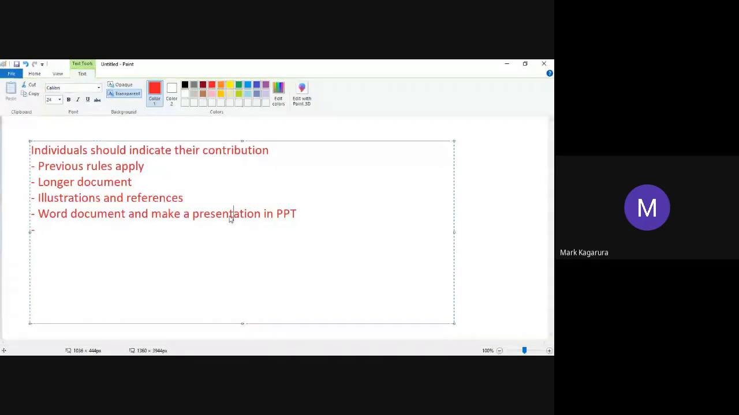But I think I'll allow both, because you can still reference within the PPT. So it will be up to preference.